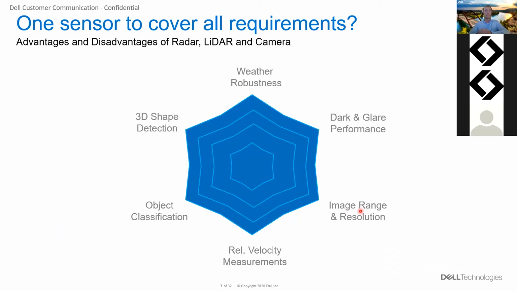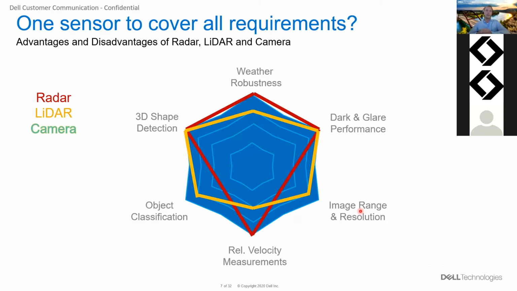A LiDAR is a laser scanner. So each of these sensors has its own specific advantages and disadvantages. A radar is performing quite well under different weather conditions if we have some snow outside. And a radar is also easily capable of measuring the relative velocity due to the Doppler effect that we can extract directly out of the radar signals. And the radar works perfectly at night, under sunny conditions, so dark and glare performance is not really affected.